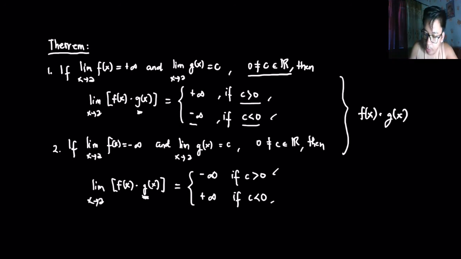Now, you might wonder why I emphasize the phrase that C should be a non-zero real number. Simply because if you take the limit and it's 0, then entirely that's 0. So we are trying to avoid that.